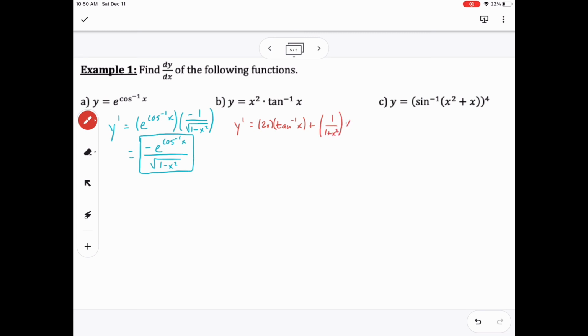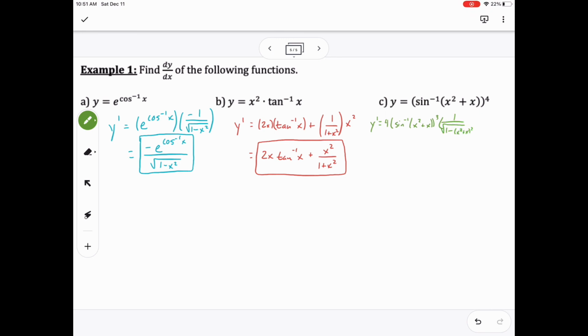For letter B, there's a product rule between x squared and the inverse tangent function. So I take the derivative of the first times the second, plus the derivative of the second times the first, and simplify as best I can. Here you don't have to make common denominators, because it won't get you anything better than that statement.